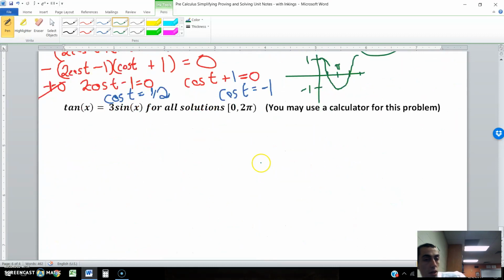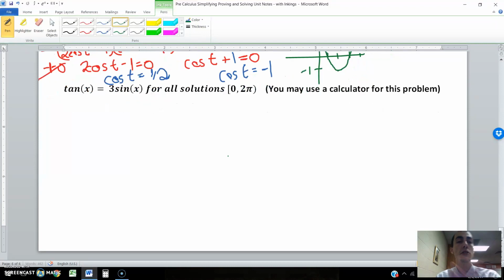Last example. All right, we can use our calculator towards the end of this problem. First thing I'm going to do is sine and cosine it out. And so that'll be sine of x over cosine of x equals 3 sine of x.